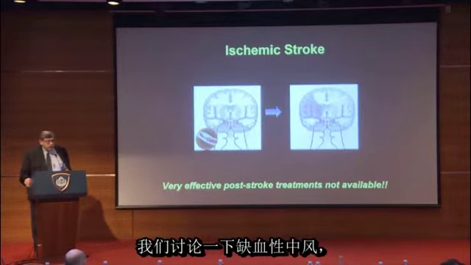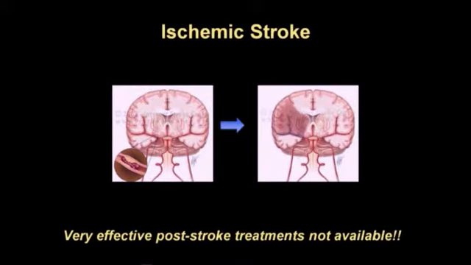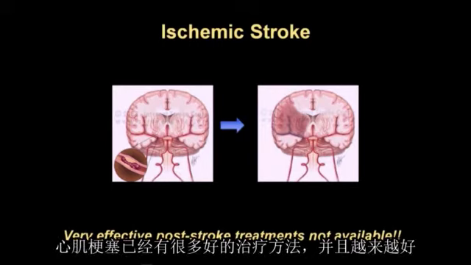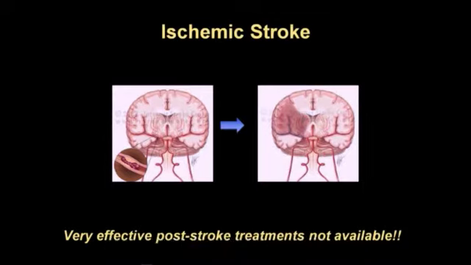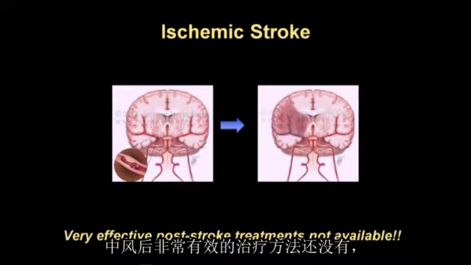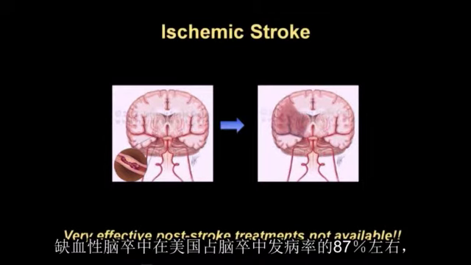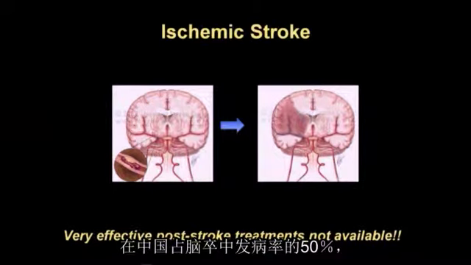We're going to talk initially about ischemic stroke. Myocardial infarction has a lot of good treatments, and it's getting better. There's really no great treatments out there for stroke. Very effective post-stroke treatments are not available, and ischemic strokes account for about 87% of the strokes in the United States and about 50% of the strokes in China.